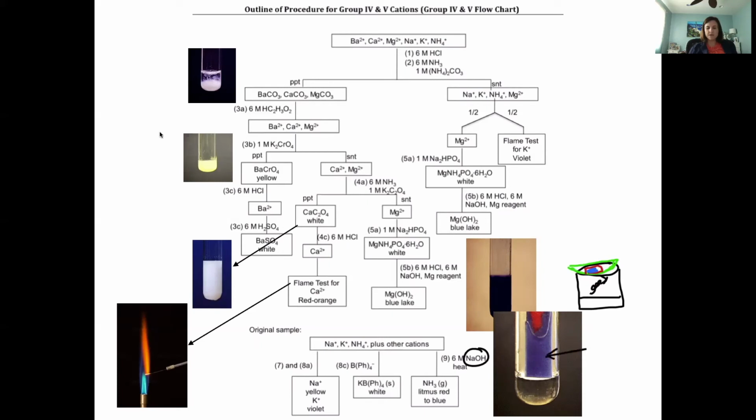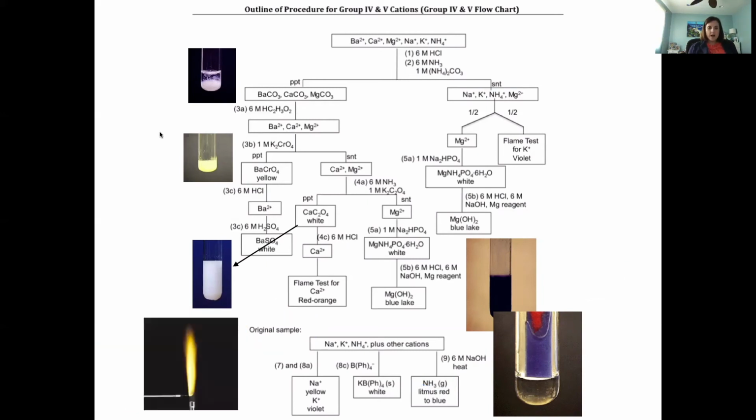So you would do this in a beaker with a watch glass, as I described. If the liquid splashes onto the litmus paper, that could give you a false positive, right? It has to be the gas. It has to be this ammonia gas that is turning red litmus to blue. And again, it has to be the original sample.